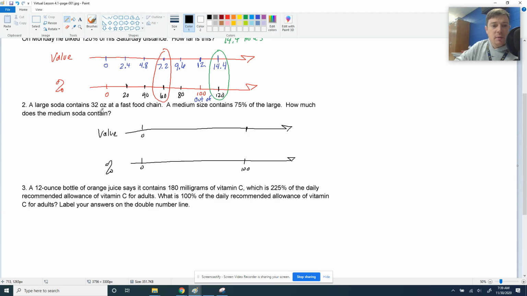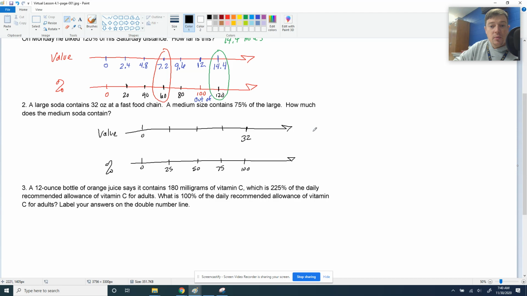So it looks to me like 32 is the large. That's the full. So I'm going to put 32 right here. And a medium size is 75% of that. So I'm thinking, what could I skip count by to fit 75 and 100? I'm going to go by 25s because that would land on 75 and on 100. It splits this number line up into quarters, right? 25, 50, 75. These are quarters, right? 1, 2, 3, 4 spaces.